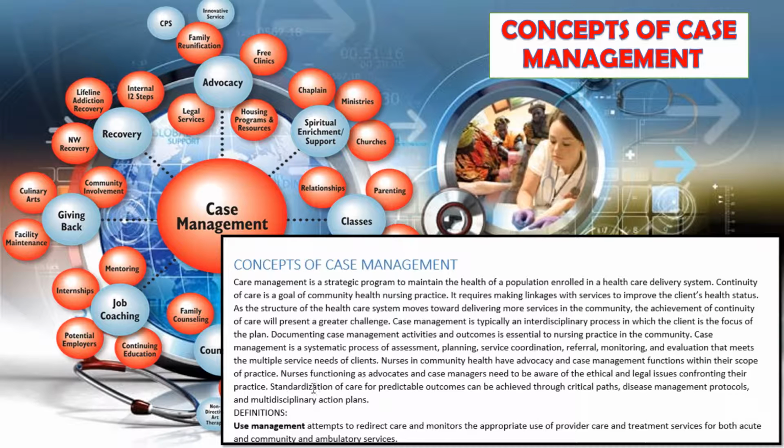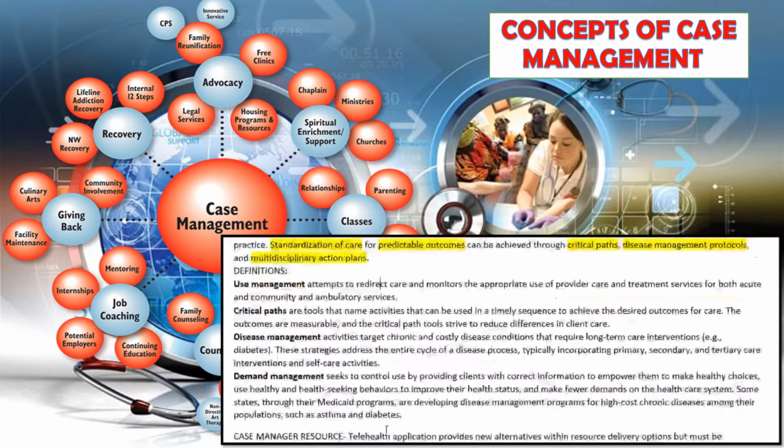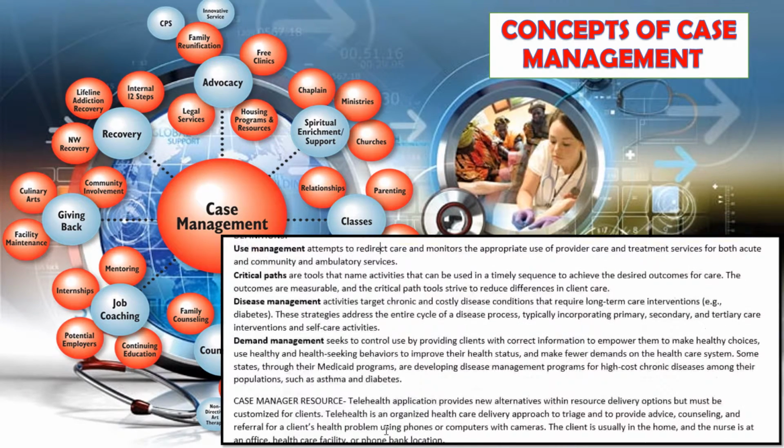They usually have a standardized standard of care for a lot of the predictable outcomes that happen, and they use critical pathways, they use disease management protocols, and they may use a multidisciplinary care plan that they follow for different standardized care pathways that are established.